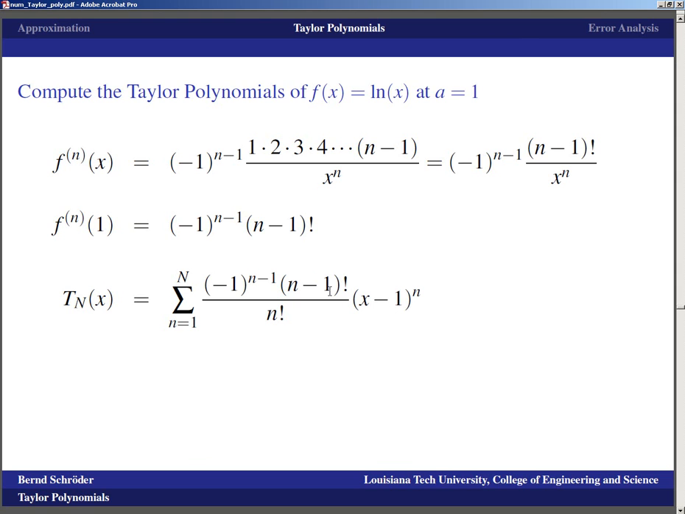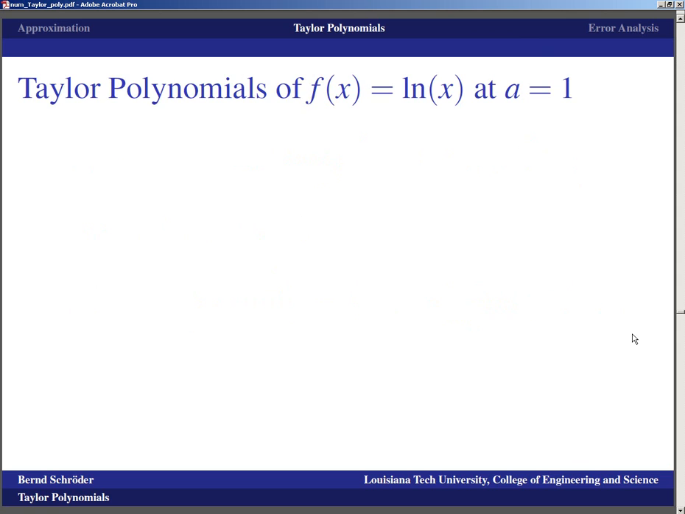And now here we can also see, again, getting used to working with factorial functions. n minus 1 factorial divided by n factorial, well, that's the product of the first n numbers over the product of the first n minus 1 numbers. The only thing that survives after cancellation is an n in the denominator. And so our nth Taylor polynomial for the logarithm is negative 1 to the n minus 1 divided by n, x minus 1 raised to the nth.